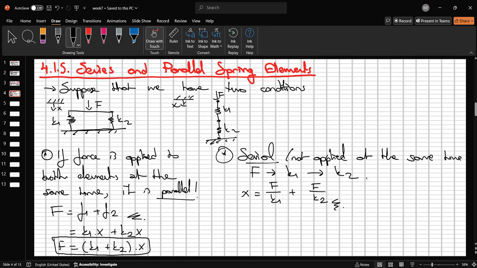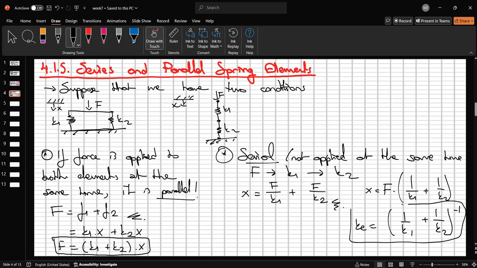Okay? And so the x is equal to what, F times 1 divided by k1 plus 1 divided by k2. Okay? And so the k equivalent value comes from 1 divided by k1 plus 1 divided by k2, to the power of minus 1, in the serial connection. This is the k equivalent. But in the parallel, this is the serial. Okay? Do you understand that?